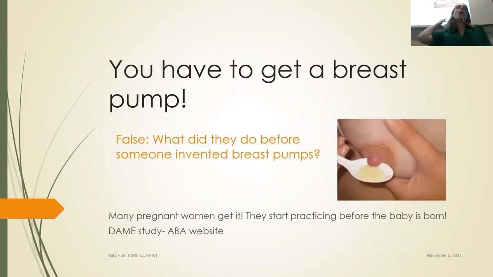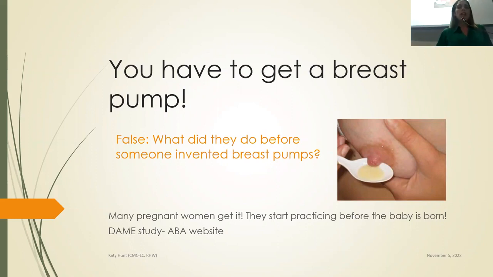So you have to get a breast pump. That's false. Some ladies will not even pick up a breast pump. They're too busy feeding their babies and responding to their cues and doing what they should. But they've got this fascination with antenatal expressing. Have you heard that? Has anyone asked you that? Antenatal expressing is new. It's the new thing.